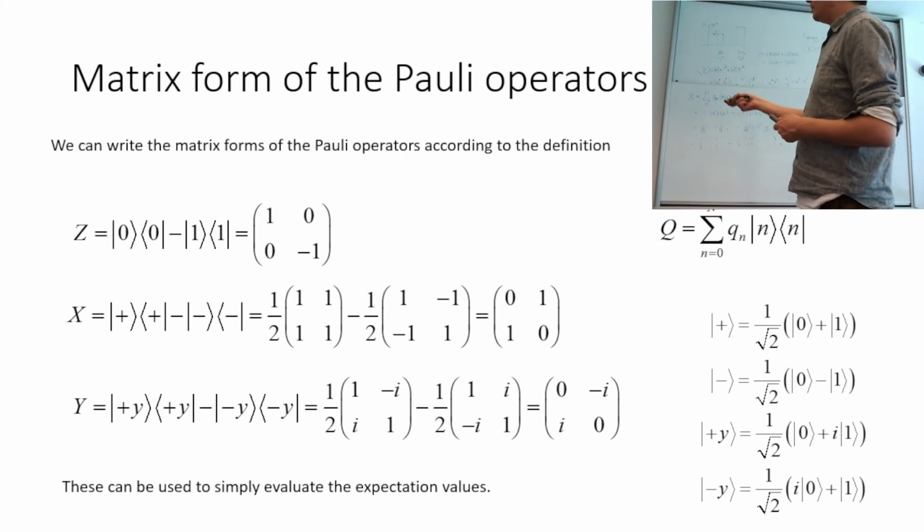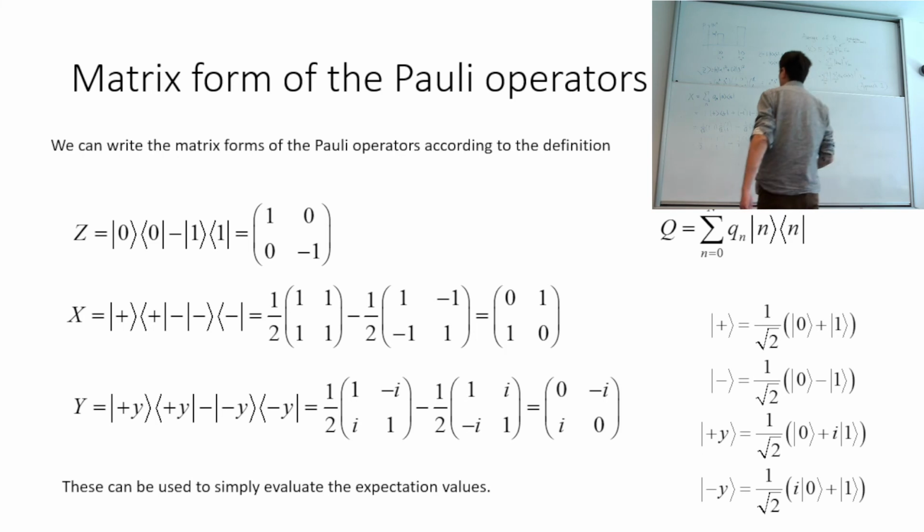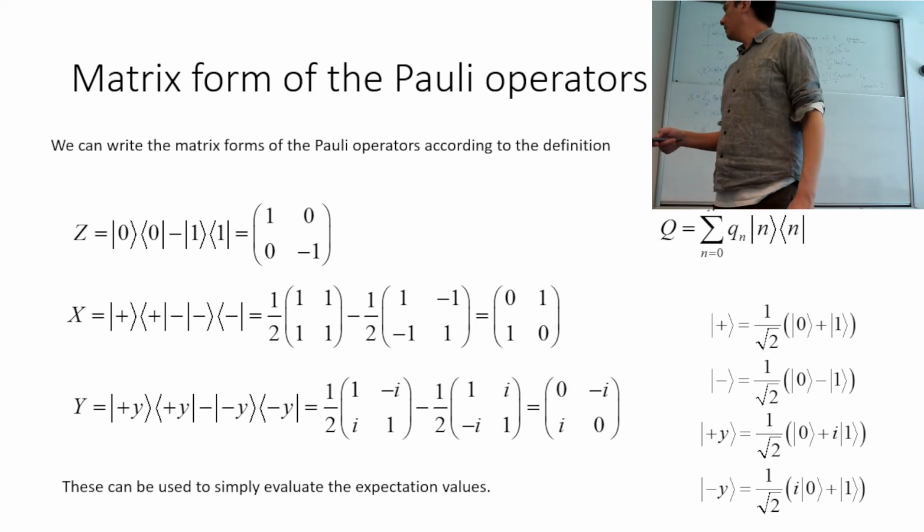Now for Y, it's kind of similar. There's a bunch of i's around the place, so you've got to be a bit more careful with the complex conjugation here. When you do this, you're going to have a minus i over here and so forth. But similar calculation.